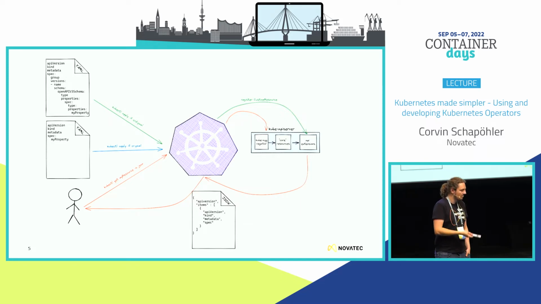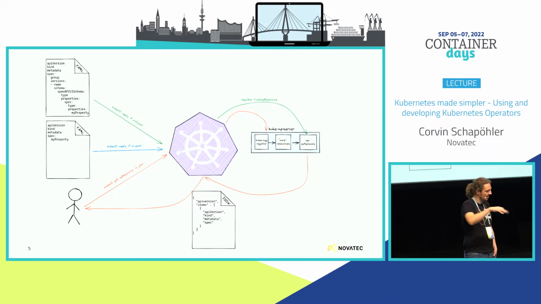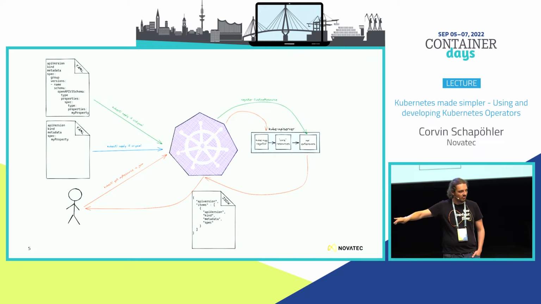How does this work? Well, you write your custom resource definition. That's the YAML on top. It follows the OpenAPI spec. You just write your YAML and say kubectl apply this custom resource definition. Kubernetes then hands this over to the API server. The API server registers this as an API extension. It knows from now on, I have this custom resource as an API I can use.